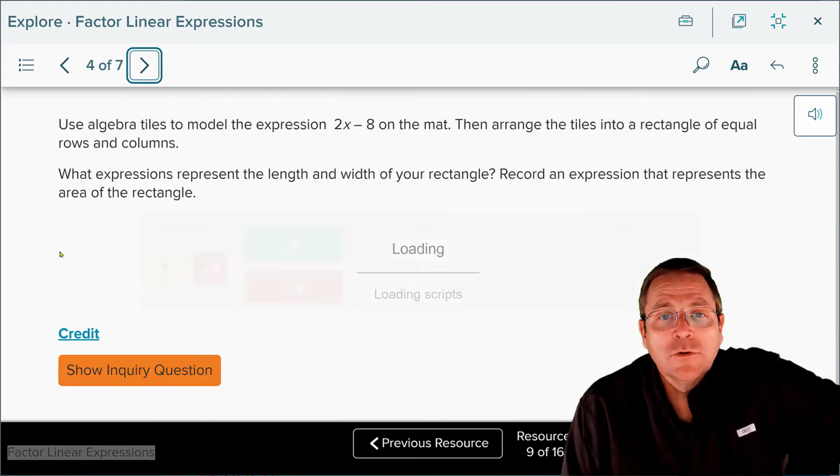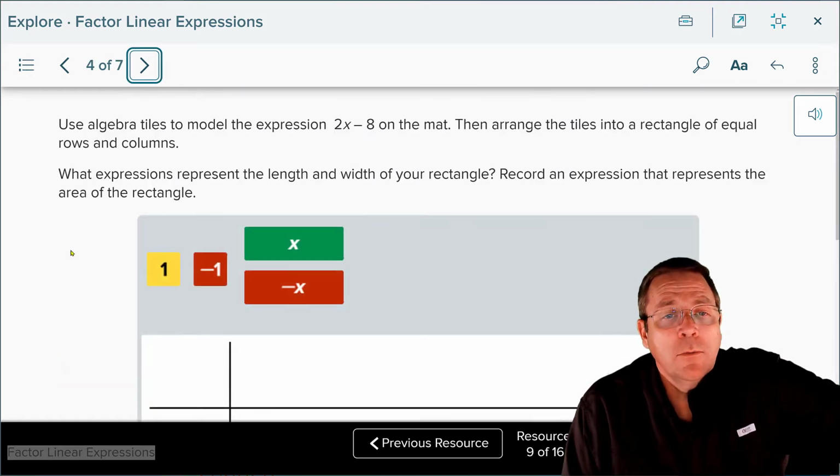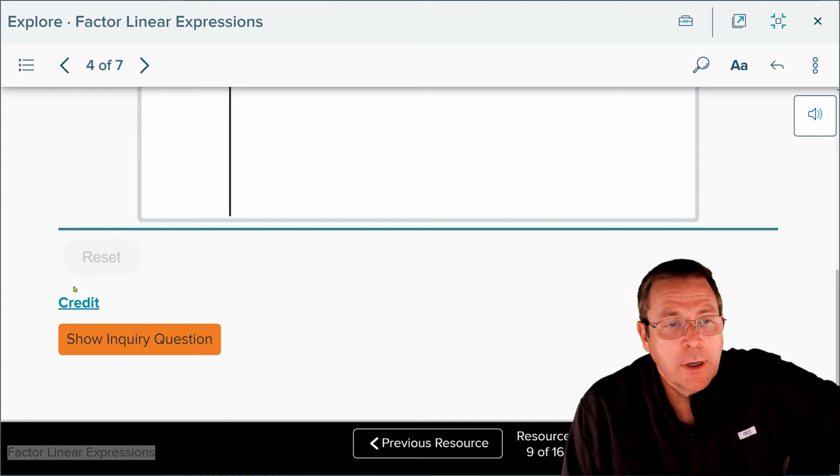Are they going to give us a chance to do that? No, apparently not. That's kind of disappointing, actually.